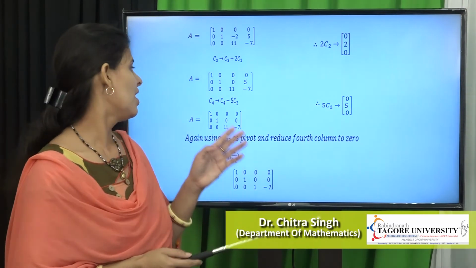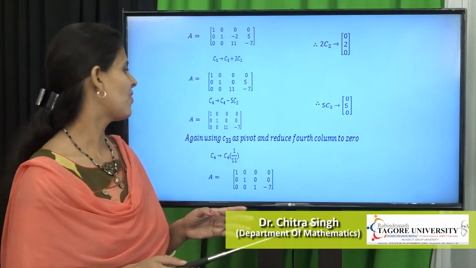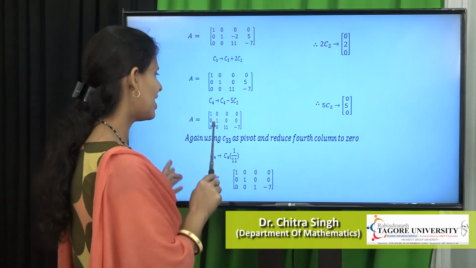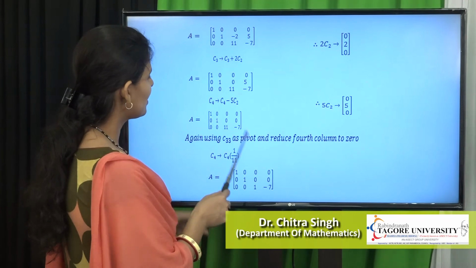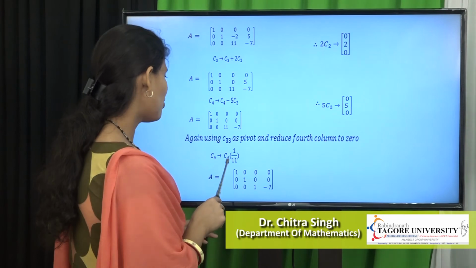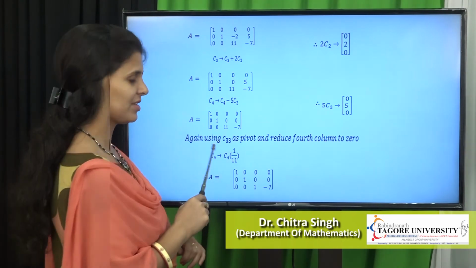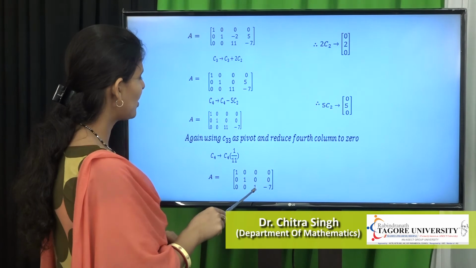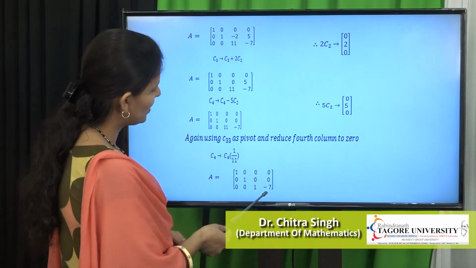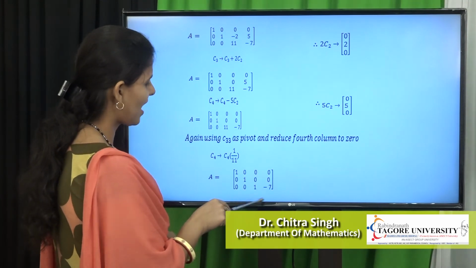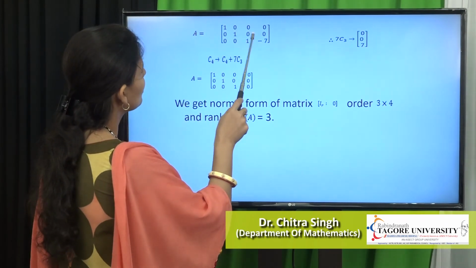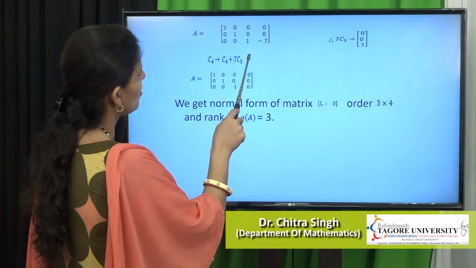You know that to obtain the diagonal form, the diagonal element is 1 and the other elements are 0. So you make the 11 also 1. Again using C3 as pivot, reduce the fourth column to 0. So you divide: C4 tends to C4 times 1 upon 11. You divide by 11 so you prepare 1, and again use C3 as pivot and also make the last column element 0. So you see that your matrix is 1 0 0, 0 1 0, 0 0 1 minus 7.